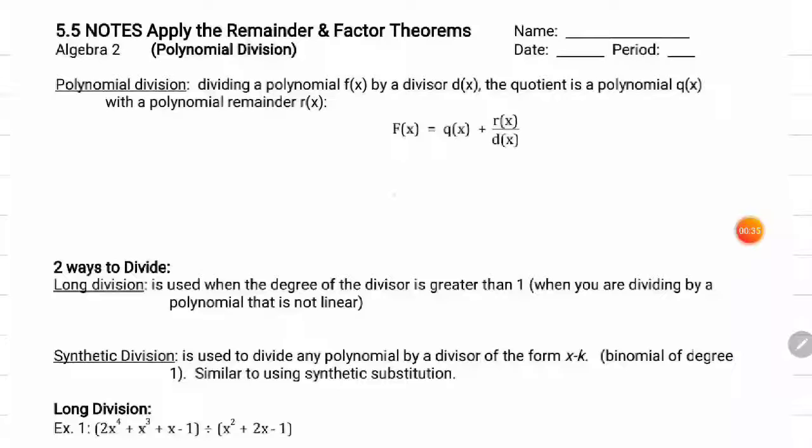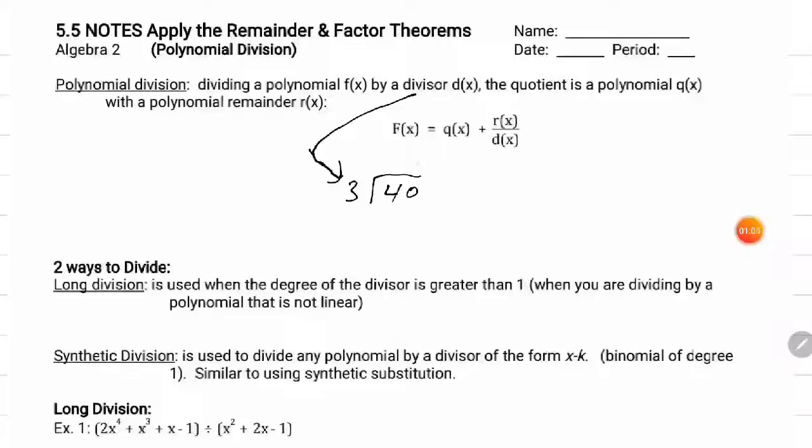I'm going to take 40, or let's just use 40, and divide that by 3. So we have a function 40. We're dividing it by our divisor 3. So here's our divisor, 3. And then we do it like normal.